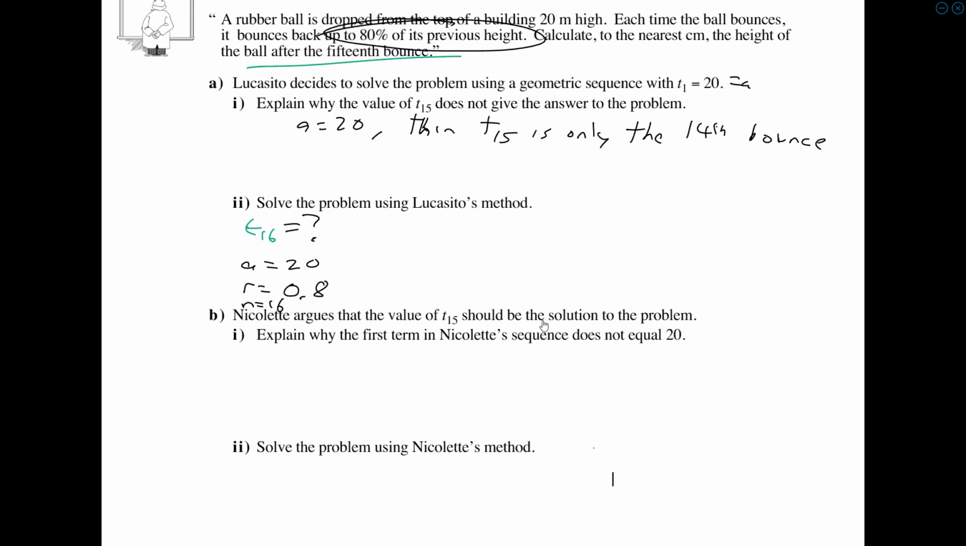So for Lucasito, T16 equals 20 times 0.8 to the power of, oh good, 15, n minus 1. Great. So 20 times 0.8 to the power of 15. 0.703 meters. Or could I say this in a different unit?